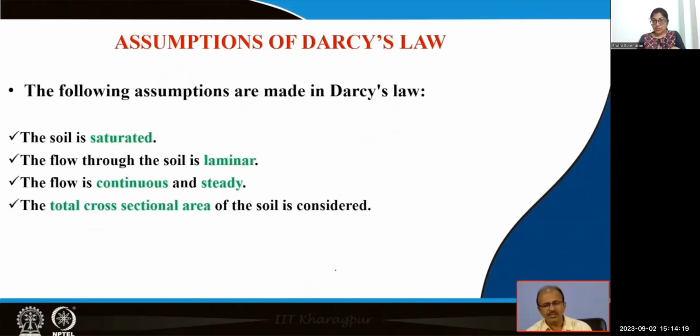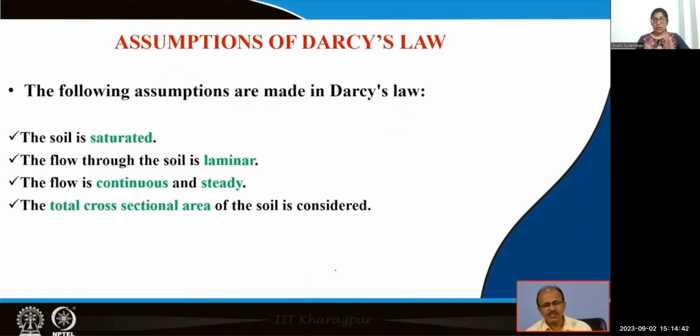The soil has to be saturated. The flow occurring should be laminar. The flow occurring should also be continuous and steady, and the total cross-sectional area of the soil is considered for computing the velocity according to Darcy's law. So these are four important assumptions that Darcy has made for the application of this Darcy's equation.